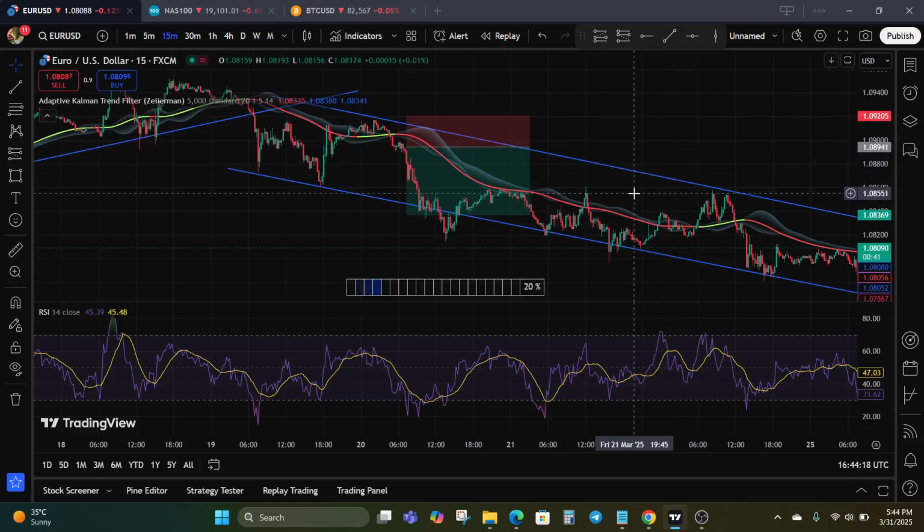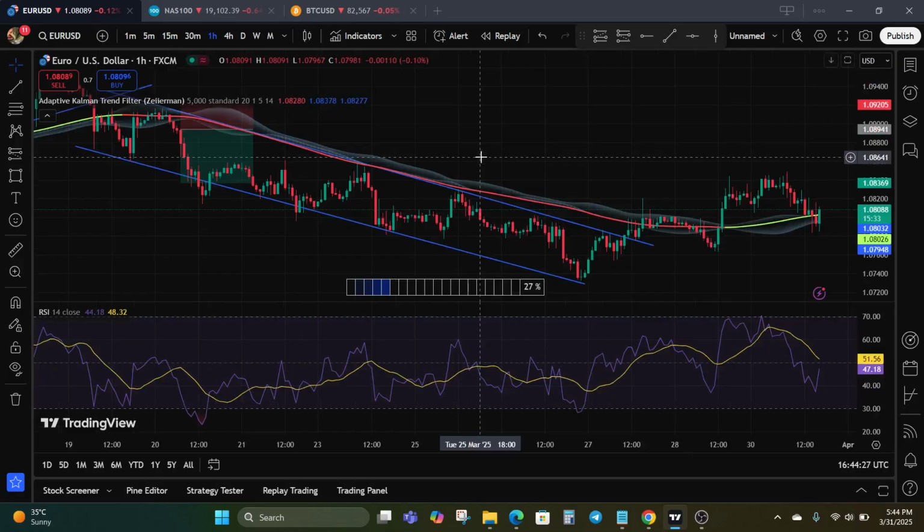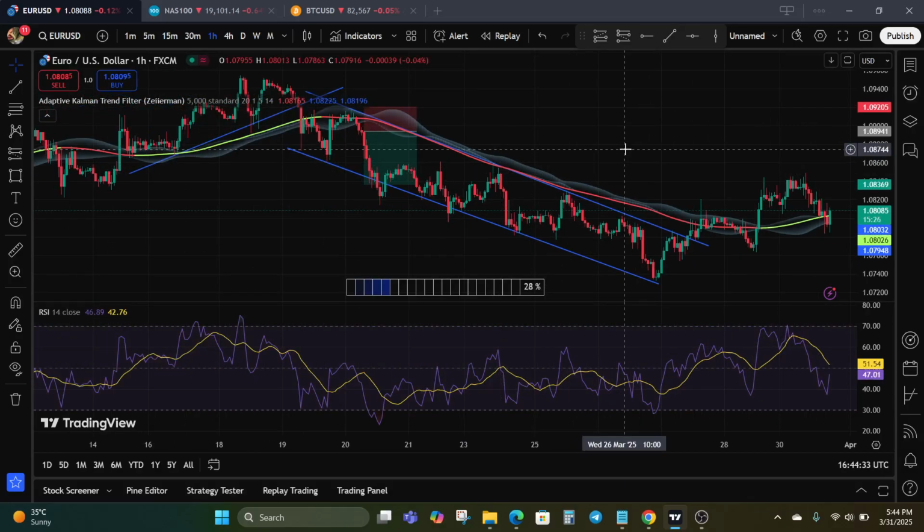Make sure that you also use higher time frames. You can use maybe 1 hour or 4 hours or even the daily to start your analysis. And these higher time frames can actually help you to reduce whipsaws.